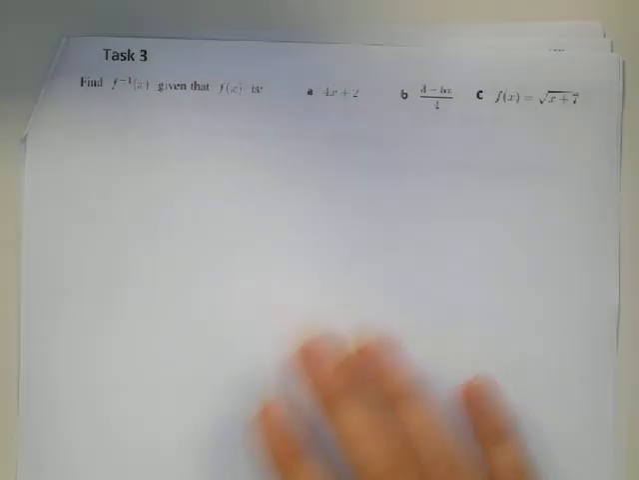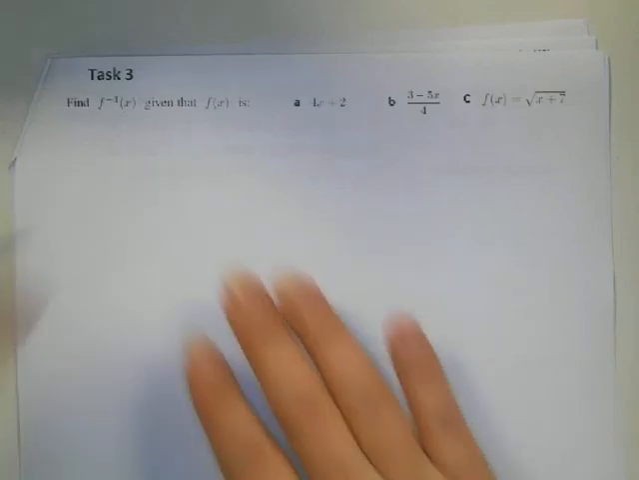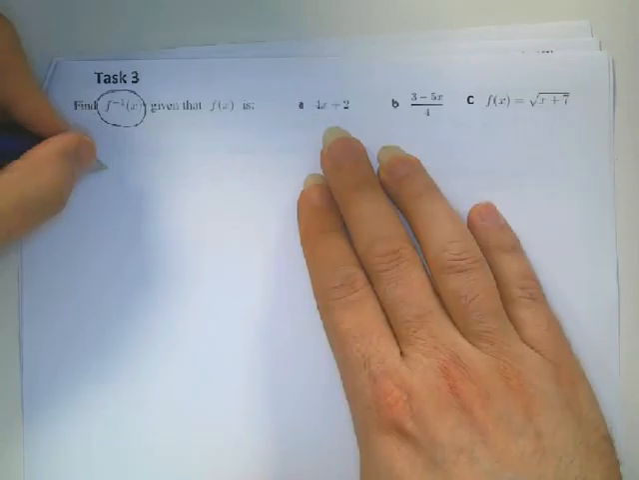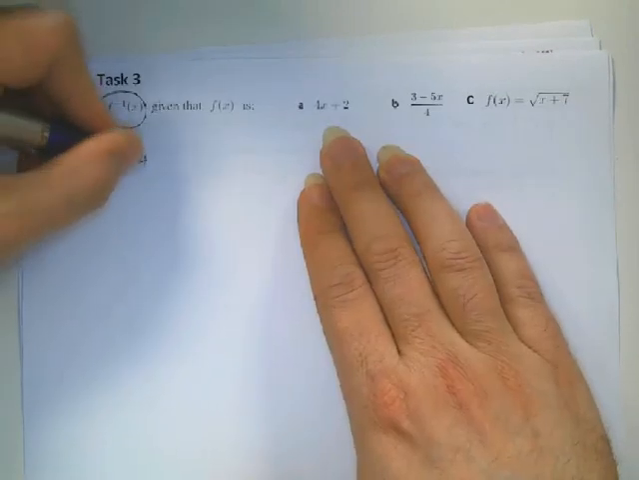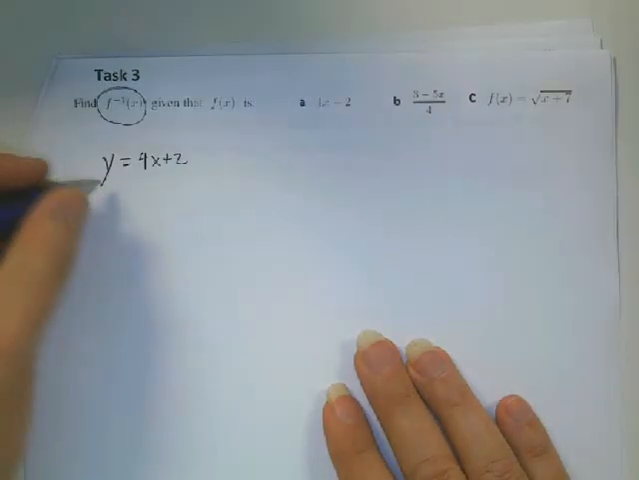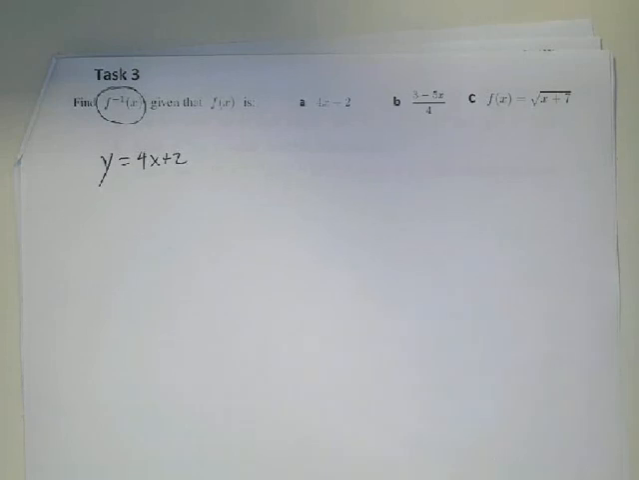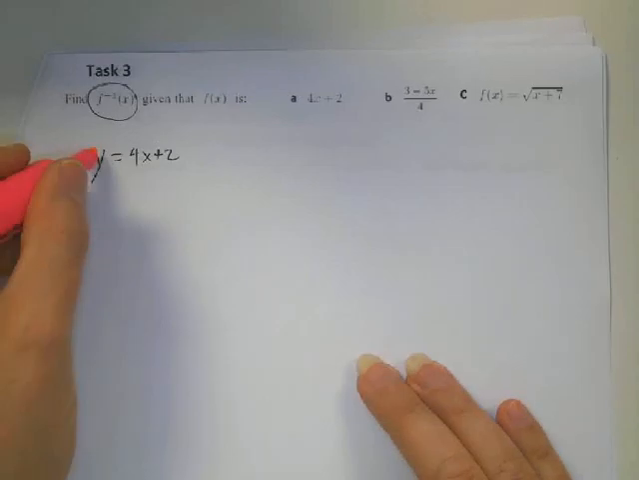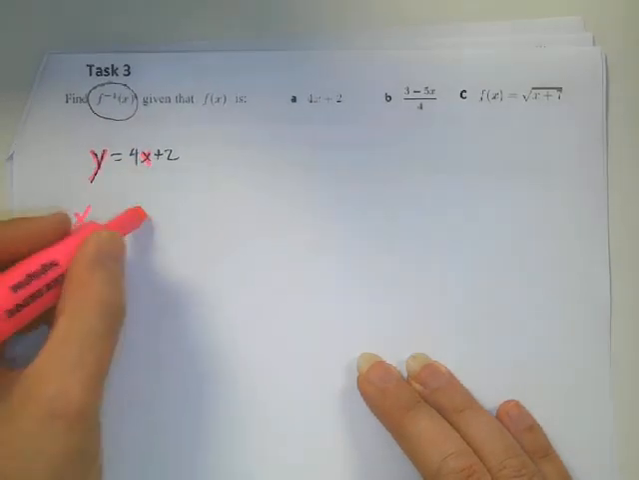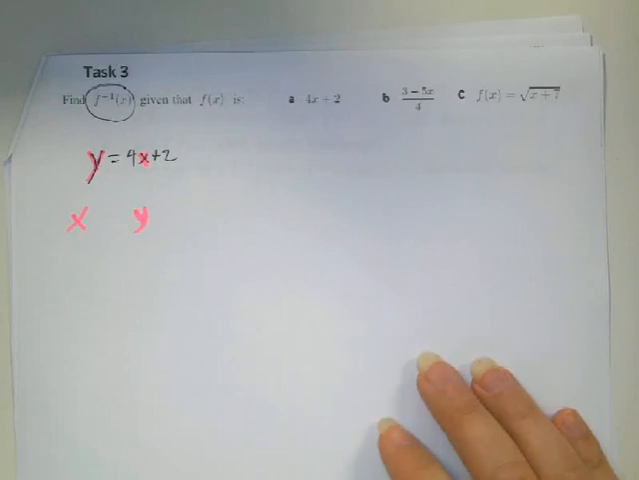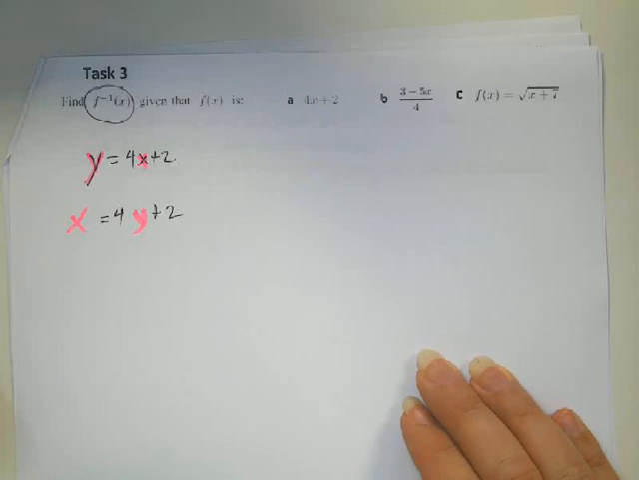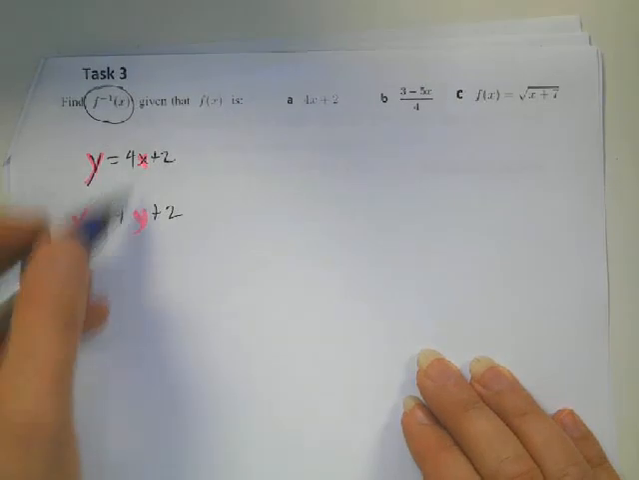Okay, this is really important. So we're trying to find the inverse function. So if my original equation is y equals 4x plus 2. Okay, so the first thing we do is switch the x with the y and the y with the x. I'm going to change this and make it x, and change this and make it y. Okay, so I have x equals 4y plus 2. I've changed the y and turned it into x, and changed the x and turned it into y.